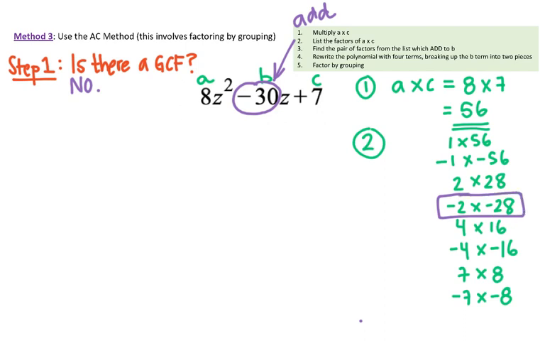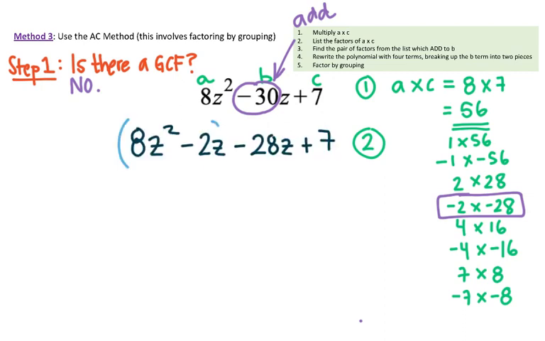So now that we know that, the next step, step 4, says rewrite the polynomial with 4 terms. So instead of writing minus 30z in the middle term, I'll write minus 2z minus 28z, which is equal. That adds up to minus 30. And now we can take these 4 terms and factor them by grouping. I like to put a plus sign in between there.